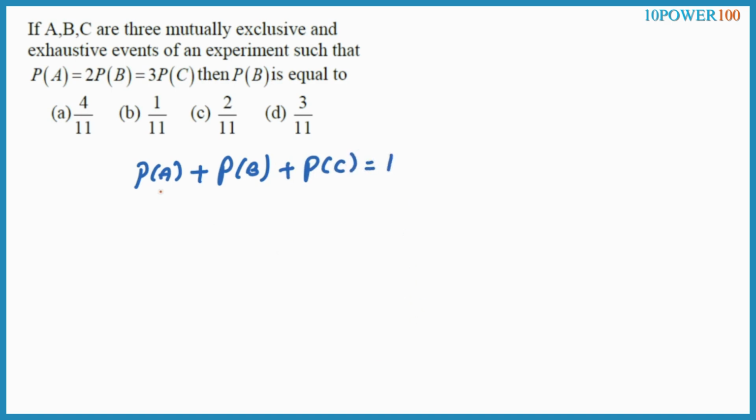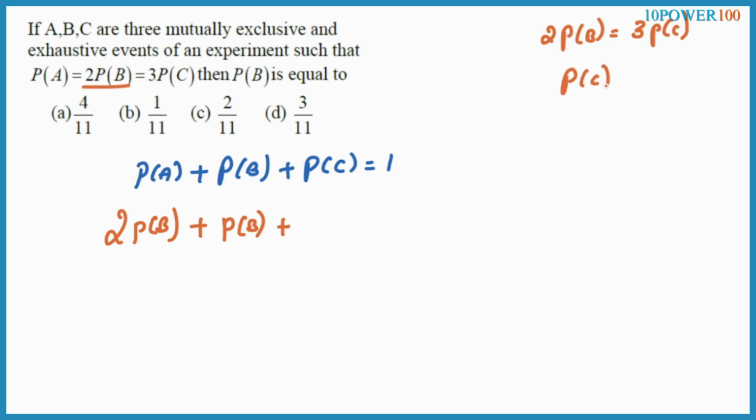Okay, here the condition is given. The condition is P(A) is 2 times P(B), right? So in place of P(A), I'm going to consider 2 times P(B), plus P(B) I'll write as it is, plus P(C). Here if you observe, 2 times P(B) is equal to 3 times P(C). So what is P(C)? P(C) is equal to 2 by 3 times P(B).